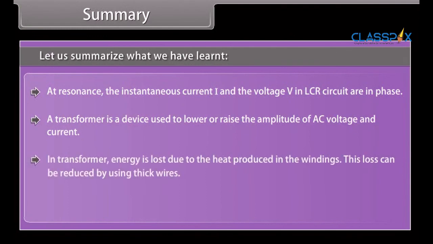In a transformer, energy is lost due to the heat produced in the windings. This loss can be reduced by using thick wires. The use of soft iron core limits hysteresis loss and flux leakage.